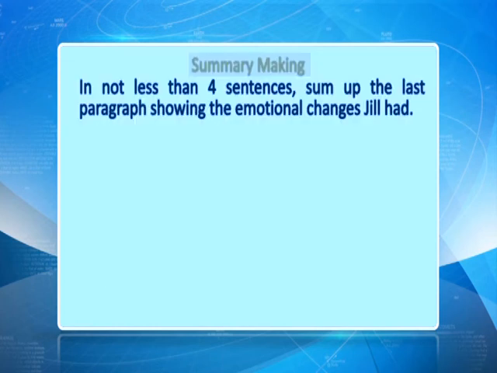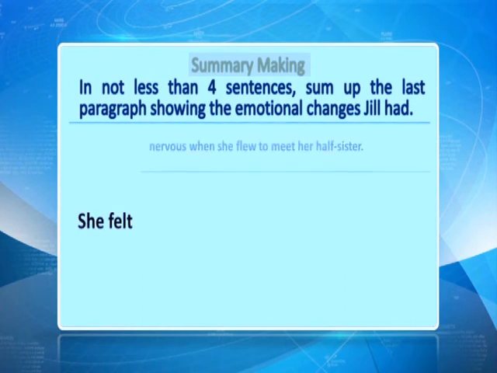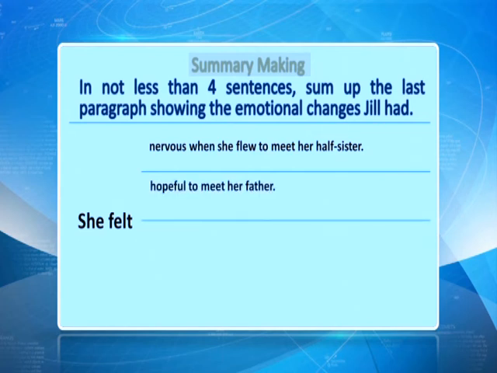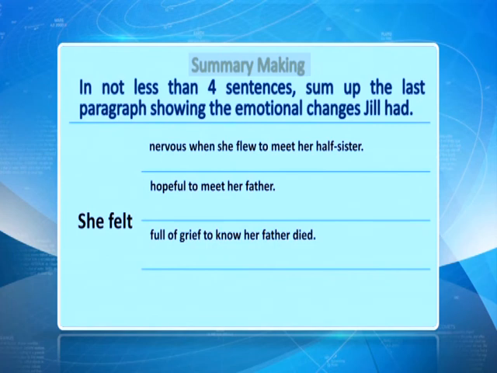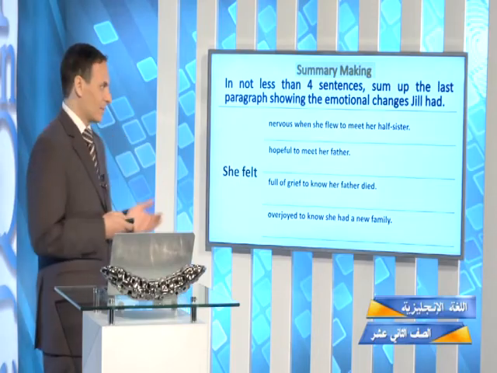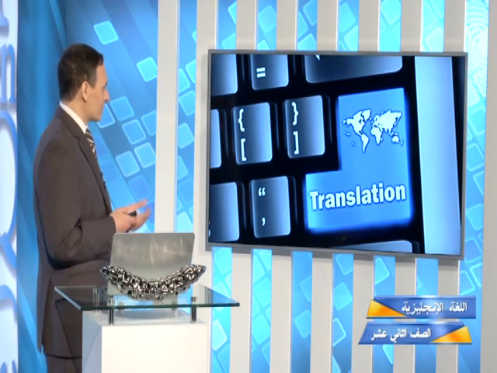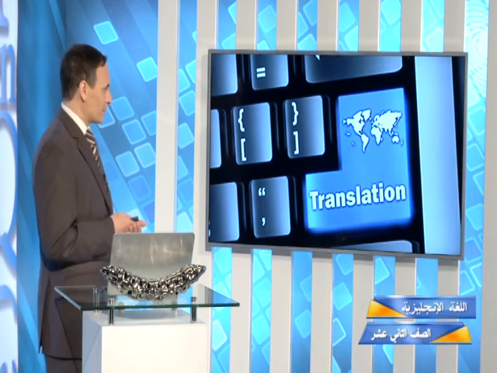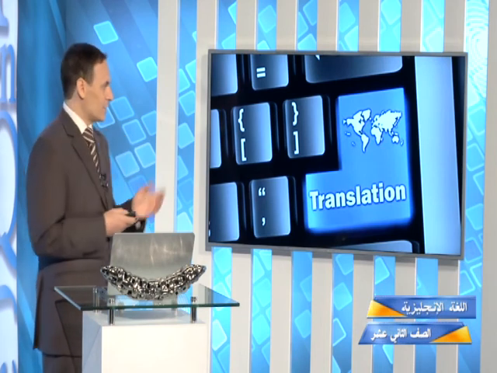So notice that we can answer this question as follows. She felt nervous when she flew to meet her half-sister. She felt hopeful to meet her father. She felt full of grief to know her father died. And she felt overjoyed to know she had a new family. Okay? So having answered that question, we move to the last part of this lesson, which is translation.